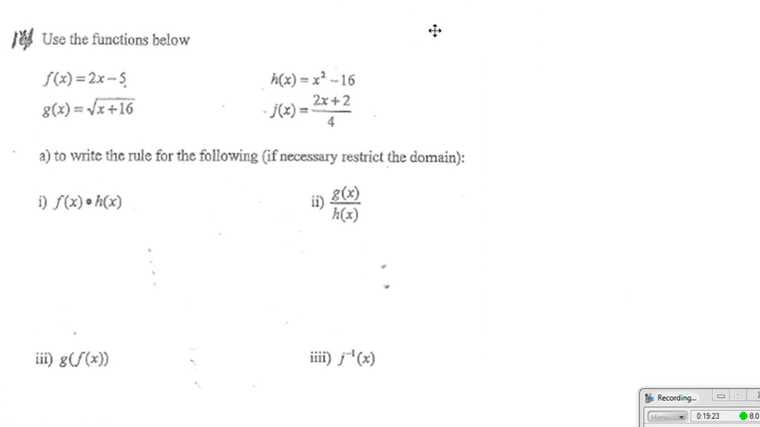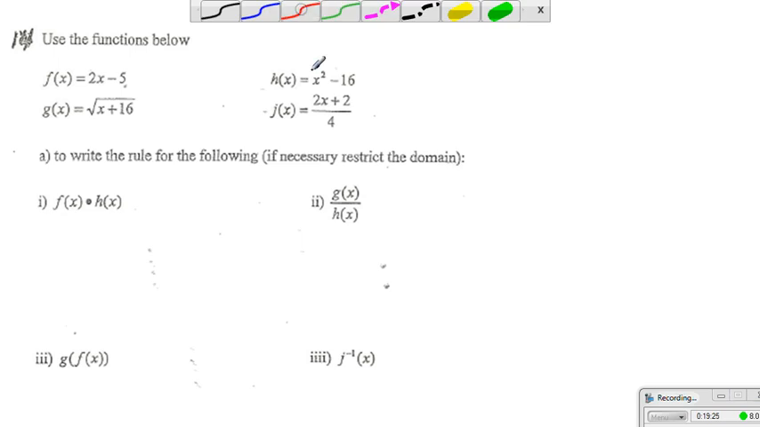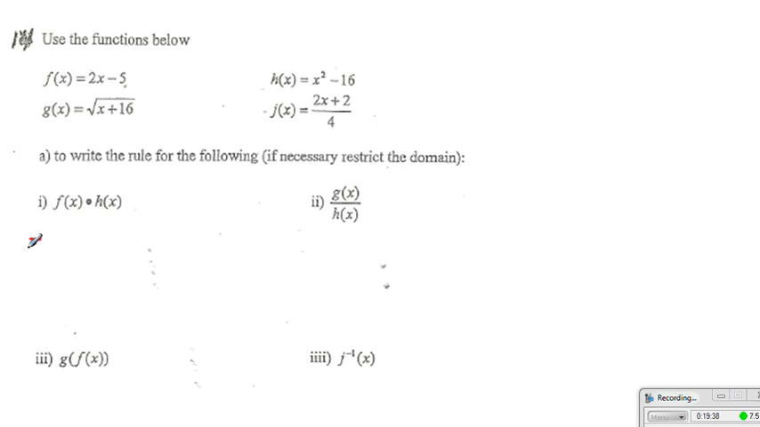Write the rules for the following function. This simply means we have to combine those two things. We have to multiply these two things. So f and h, we just have to multiply them. Then this is equal to 2x minus 5 and x squared minus 16. Since both of them are simple polynomials, there is no restriction on the domain.